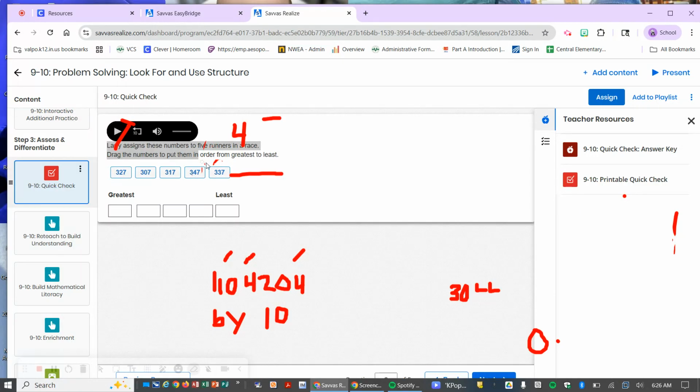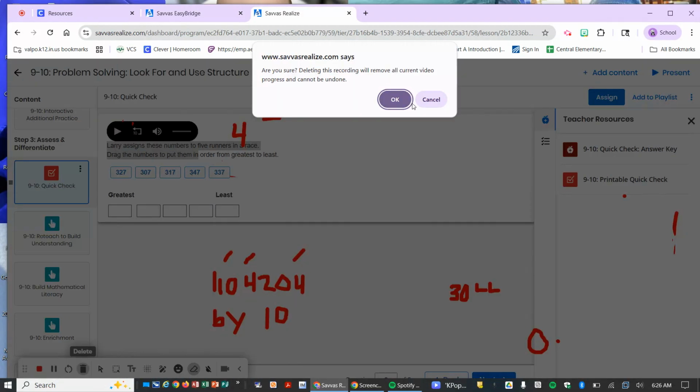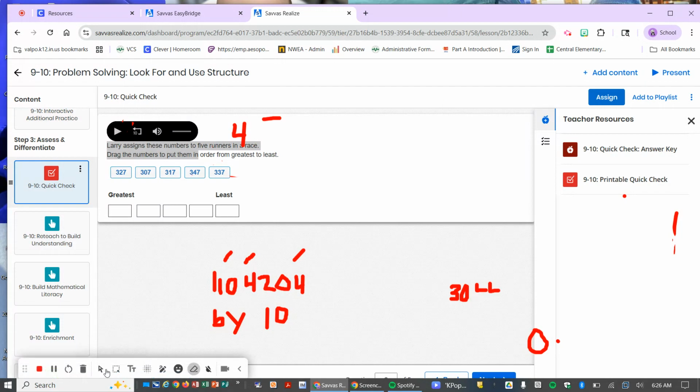Sorry, kiddos, I tried to use this new tool and it did not quite work like I hoped. Erase, erase, erase. Okay, I think that's enough. We'll look at number 3, and if we have to erase more, we can. Cancel. Back to this.